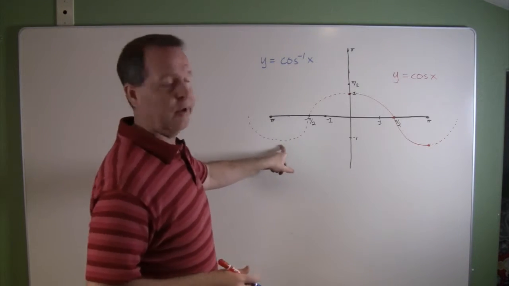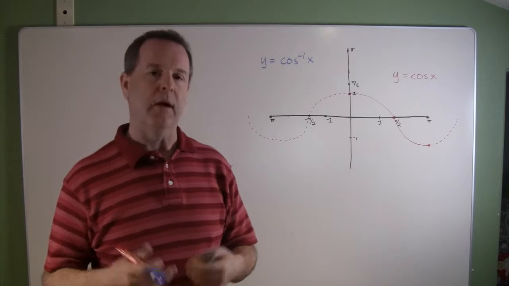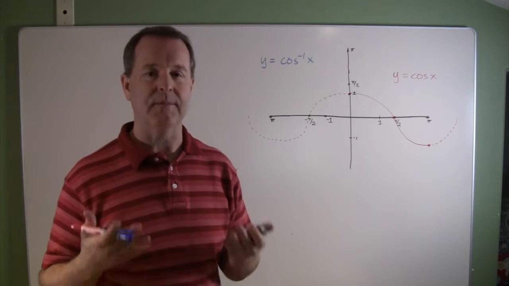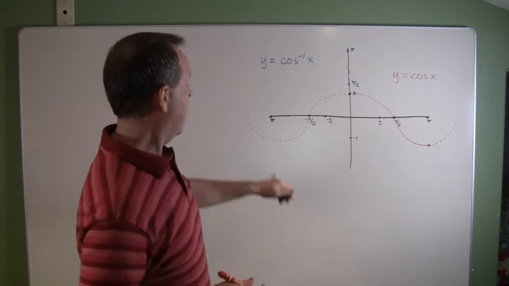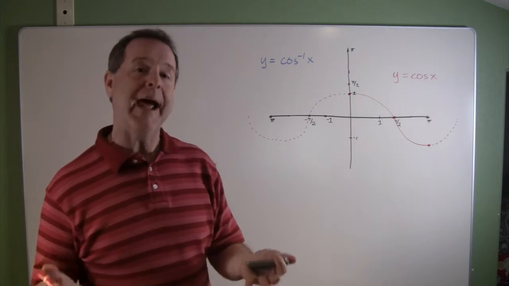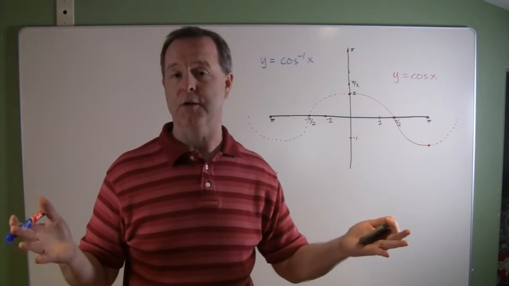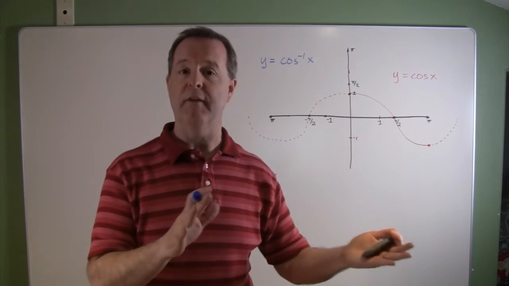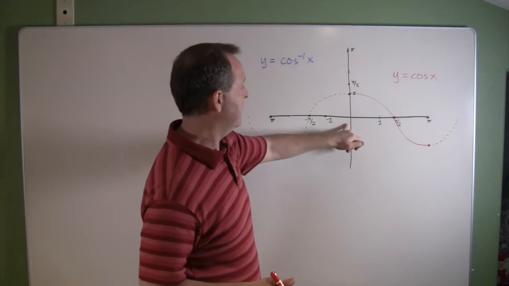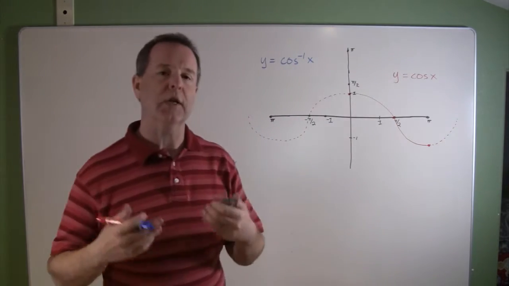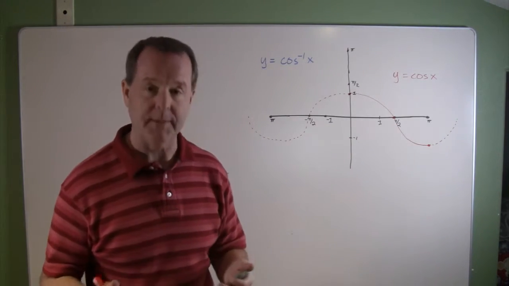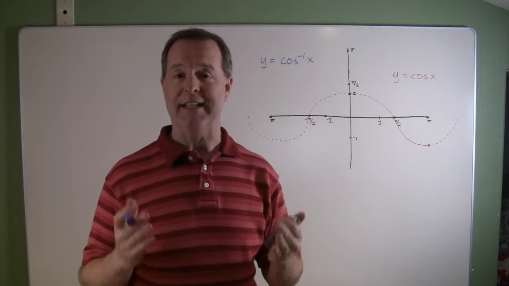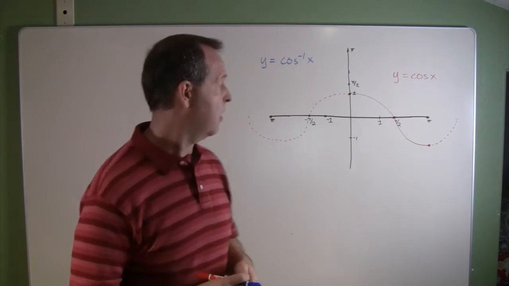So let's look at our traditional cosine graph. Now remember, for it to have an inverse, it must pass the horizontal line test, and our cosine graph does not pass that if we look at its entire domain. Because of that, we must restrict the domain, and we're going to restrict it from 0 to pi. So let's look at the cosine graph restricted from 0 to pi, and then find its inverse.